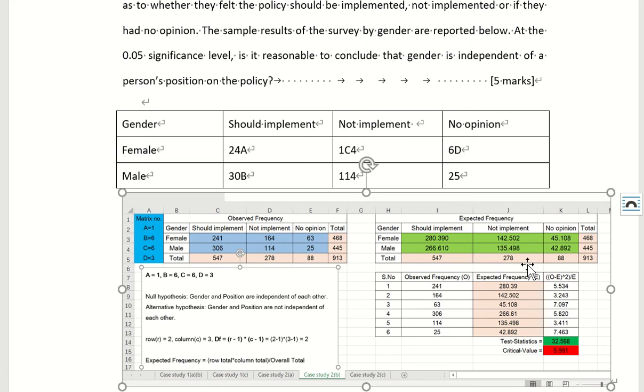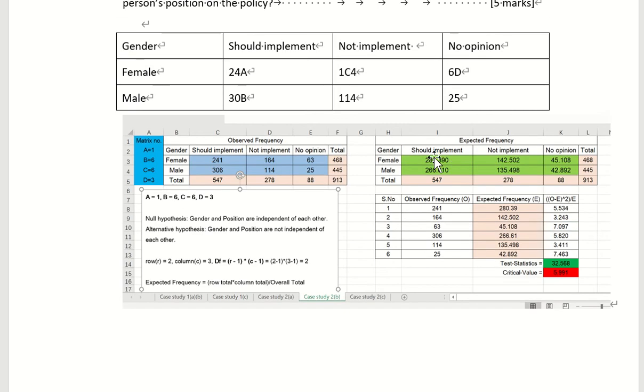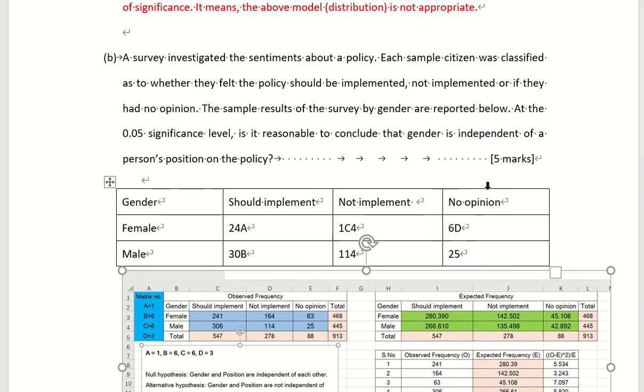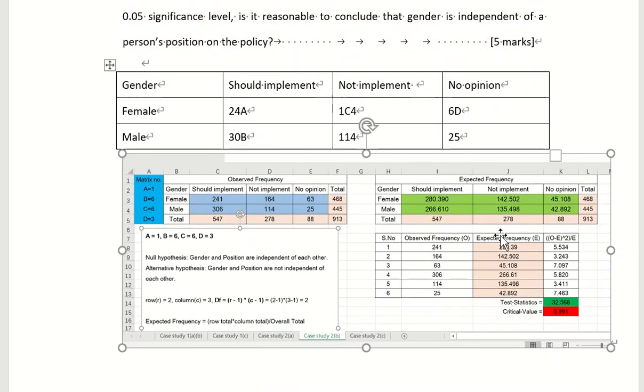Then we use this formula to get the first expected frequency value, which is here, and the rest will be calculated in the same way. With the observed frequency and expected frequency, we calculate the test statistic, which is shown in this table, in the same way as mentioned previously in question A, and likewise for the critical value.